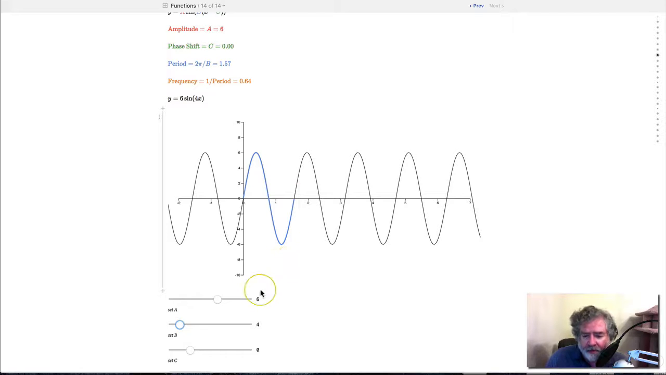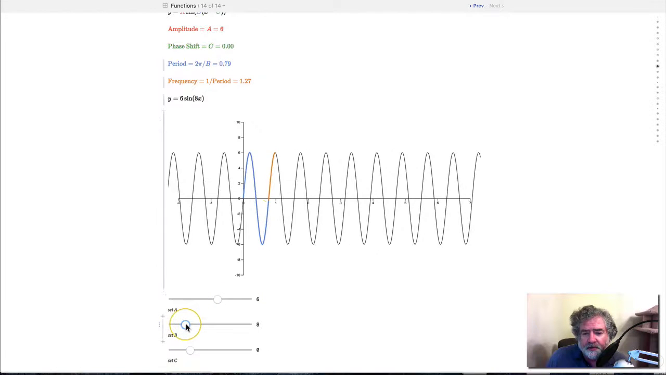And then finally the frequency. If I squeeze this in more, you'll see what I meant to indicate the frequency peeking out here in the orange. The frequency is how many cycles you get in an interval of length 1. So here's 1, right? And then a little bit more. So that means the frequency for this curve is just a little bit more than 1. So here it is, 1.27.